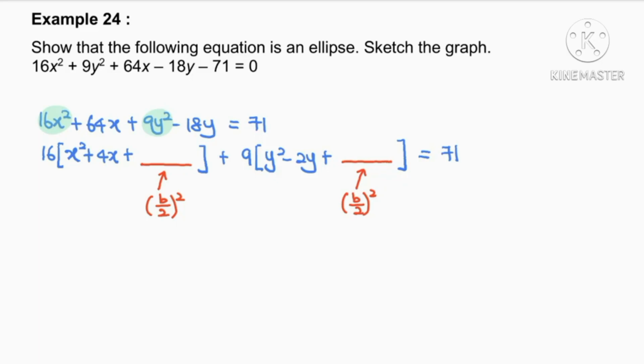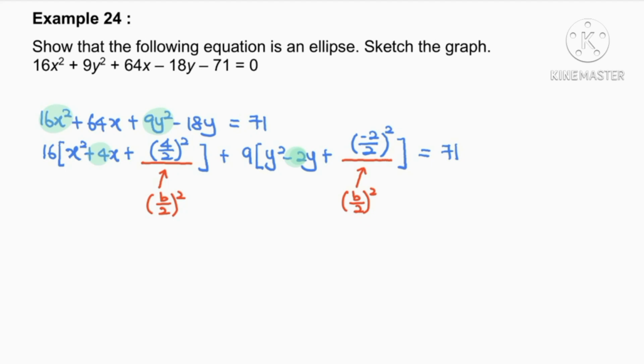The constant here refers to b over 2 squared. The value of b is the coefficient of x. So the value of b here is positive 4 and over here is negative 2. So we have to add this constant because we want to create a perfect square trinomial. So over here we have plus 4 over 2 squared. And over here we add negative 2 over 2 squared.